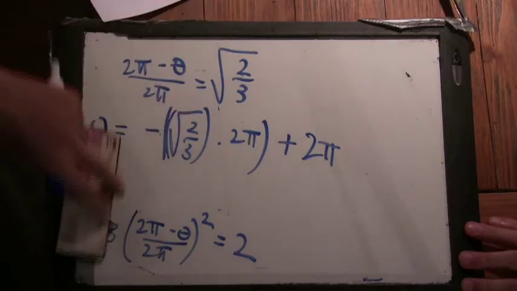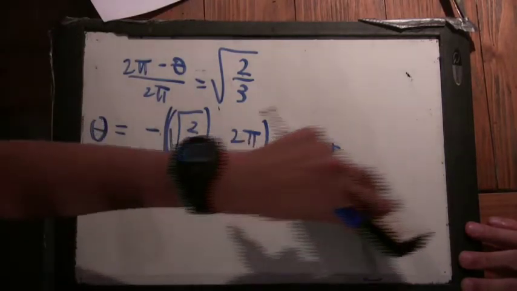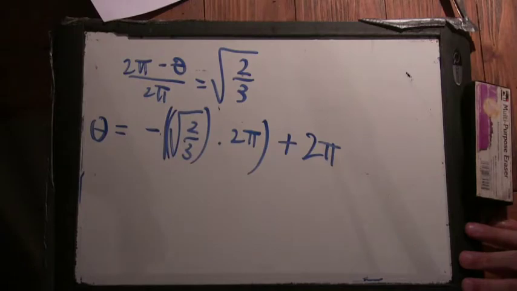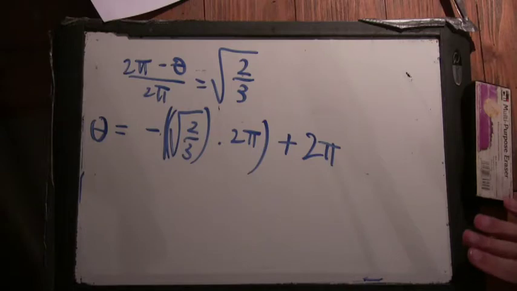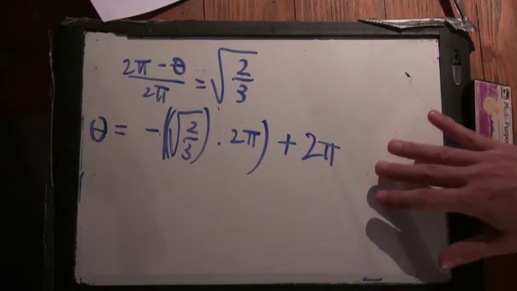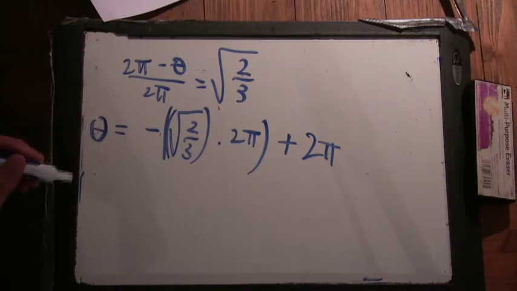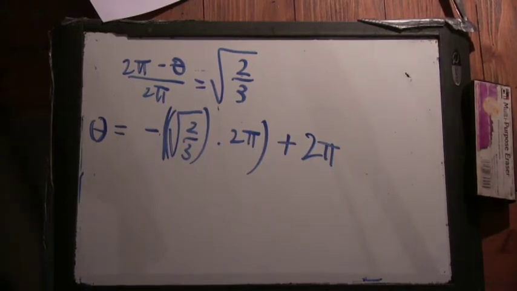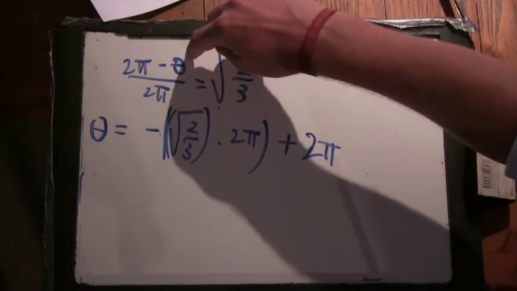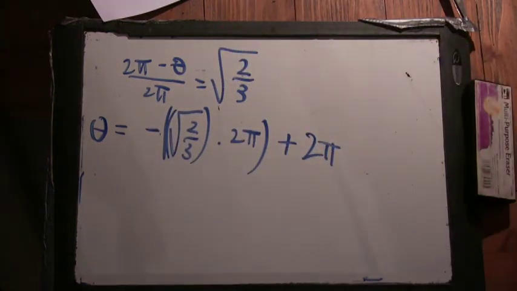So there's our theta, and unfortunately that's really the only critical point. We erased our prior thing, so actually we really should do a max-min test or the second derivative, but we erased it, and it's fine. But the really interesting thing would be to figure out what the volume is when theta is this crazy expression. And in this expression, it's important to remember that 2 pi minus theta over 2 pi is the square root of 2/3.